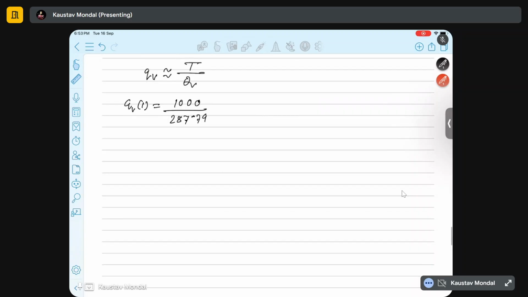287.74. If you divide these two, so 1000 divided by 287.74, it gives you almost 3.475.